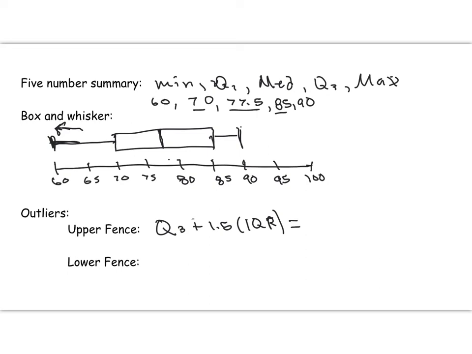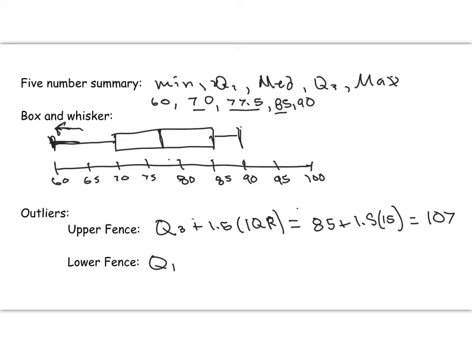Sounds complicated, but it's not really. My Q3 is 85 plus 1.5 times my interquartile range. We already calculated that to be 15. So I get a value of 107. I do not have any scores above 107, so that means I don't have any outliers that are too high.